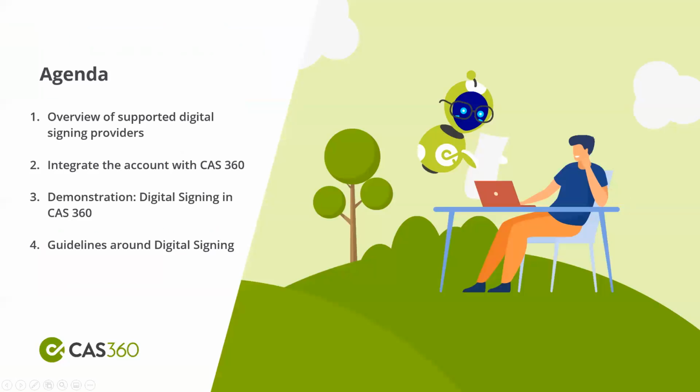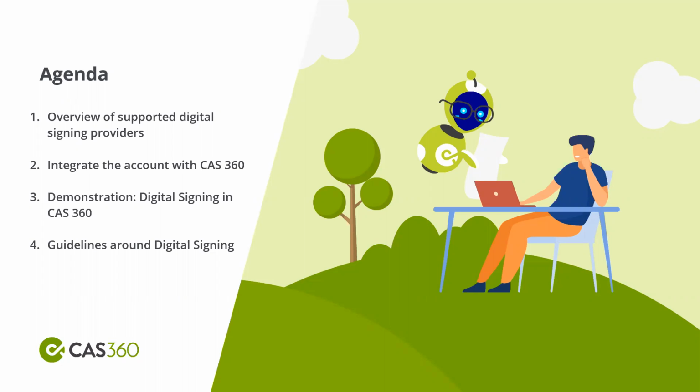All right, so just to give you an overview of what to expect in today's session. We'll begin with a look at our supported digital signing providers, and we'll talk about what accounts you'll need to proceed with the integration. Once we have our account, we can then proceed with the integration itself. It is a one-stop connection, and you can enable or disable any particular account at any point in time. And that's all done in our integration screen in CAS 360.